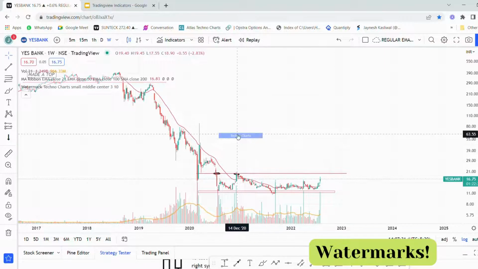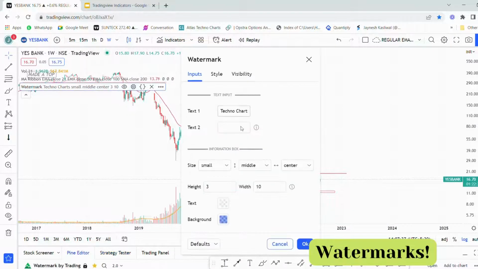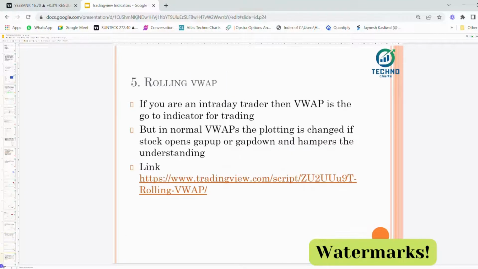Now you can see how Techno Charts is visible in the center of the screen, and anyone will not be able to copy my charts, or share my charts, without the watermark, right? So this is one indicator that you can use to avoid that kind of stealing of your charts. It will also add credibility, and if you want to have that good feeling of personalized charts, you can use this indicator.